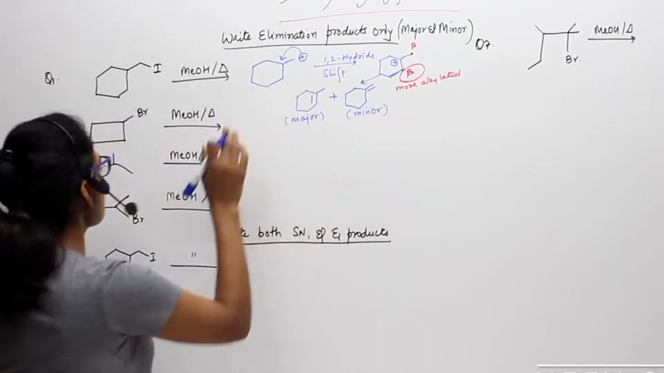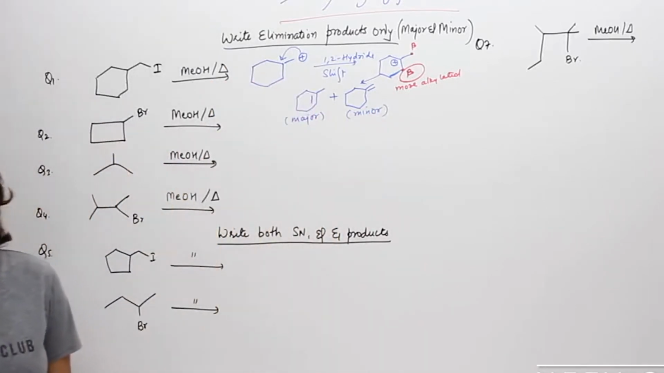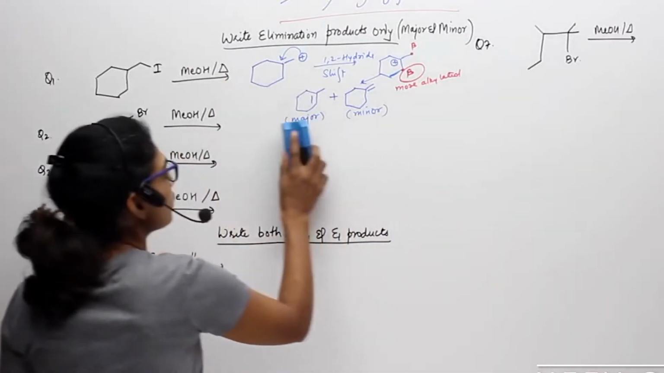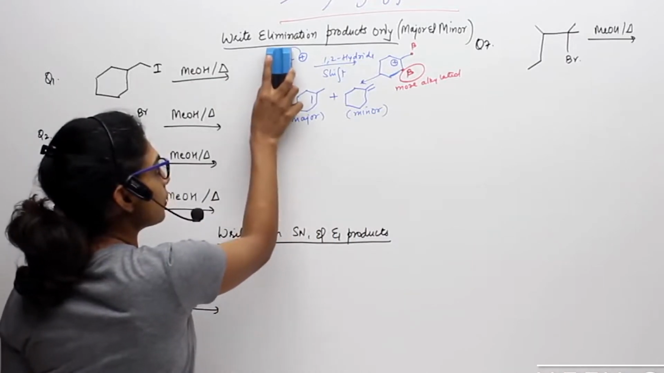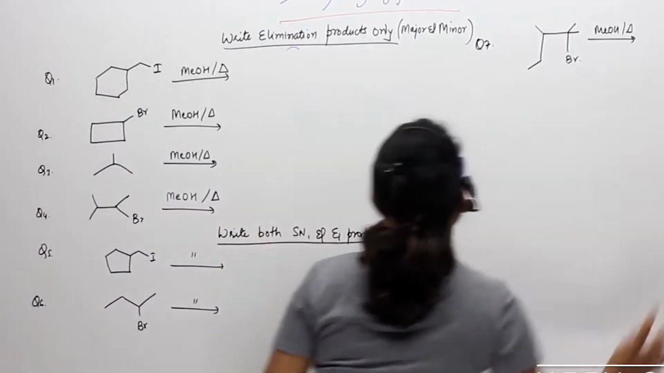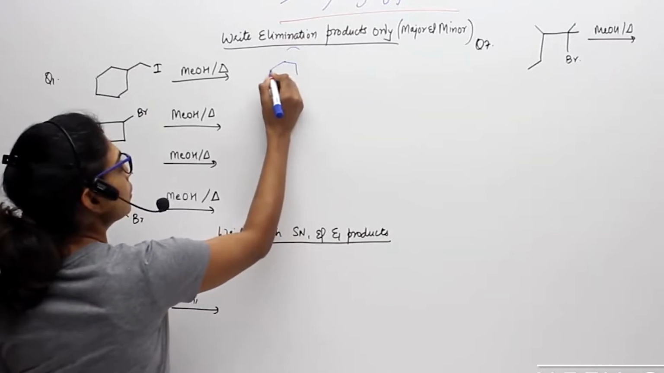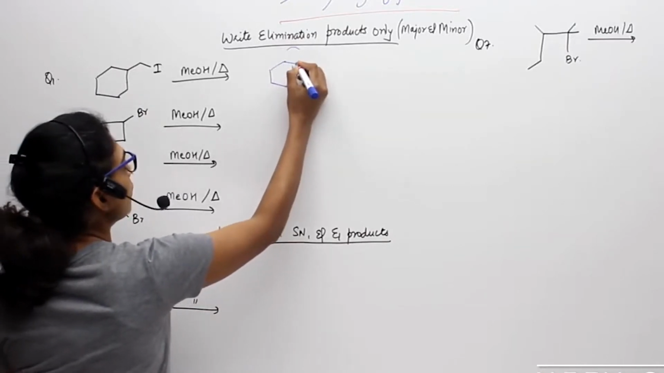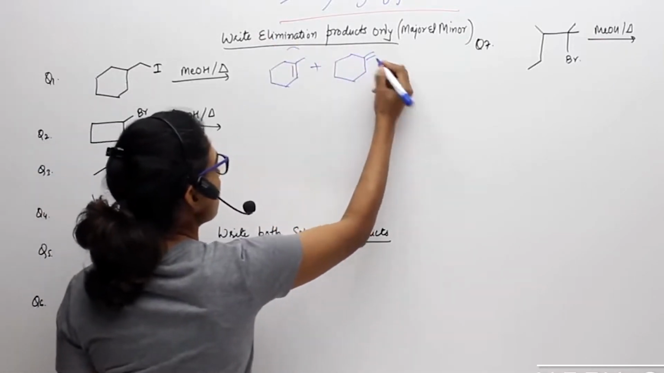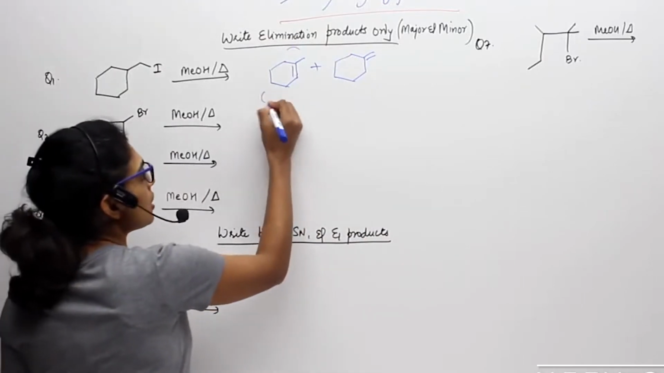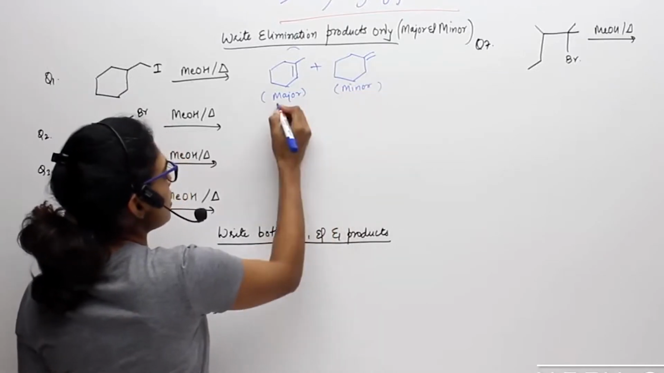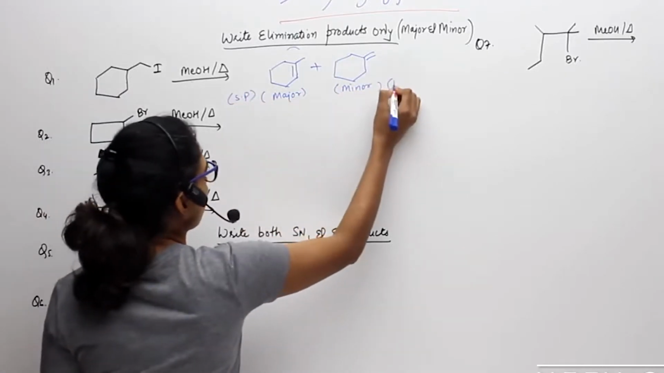So I think I have taken the space for the second question, so I'll just rewrite the whole answer. This is the major one, this is the minor one, this is the answer for the first one. I'll just rub it off and rewrite. So the products are, as I had already mentioned in the question, that we need only elimination products. This is major and this is minor. This is Saytzeff product and this is Hofmann product.